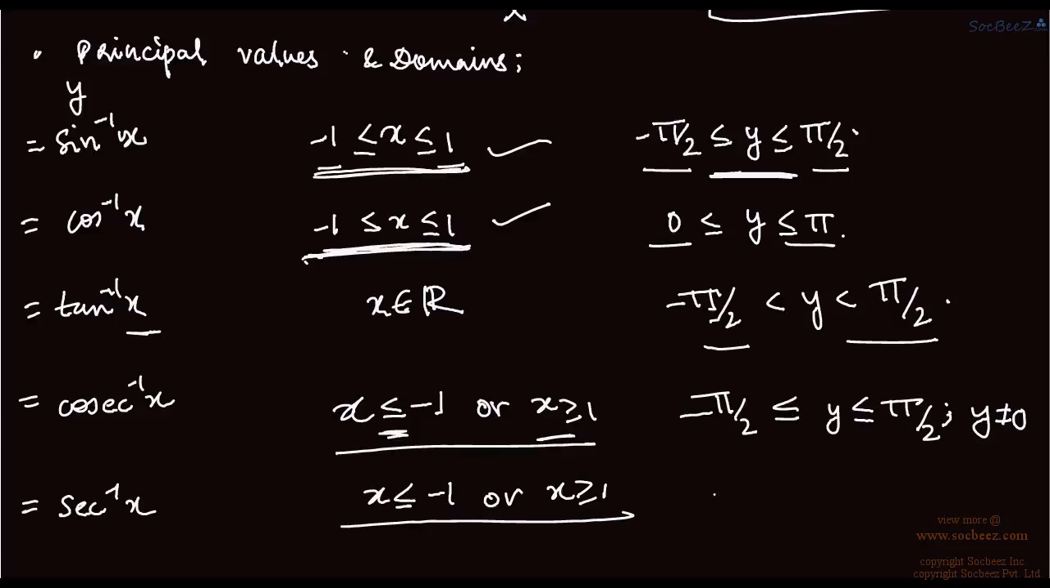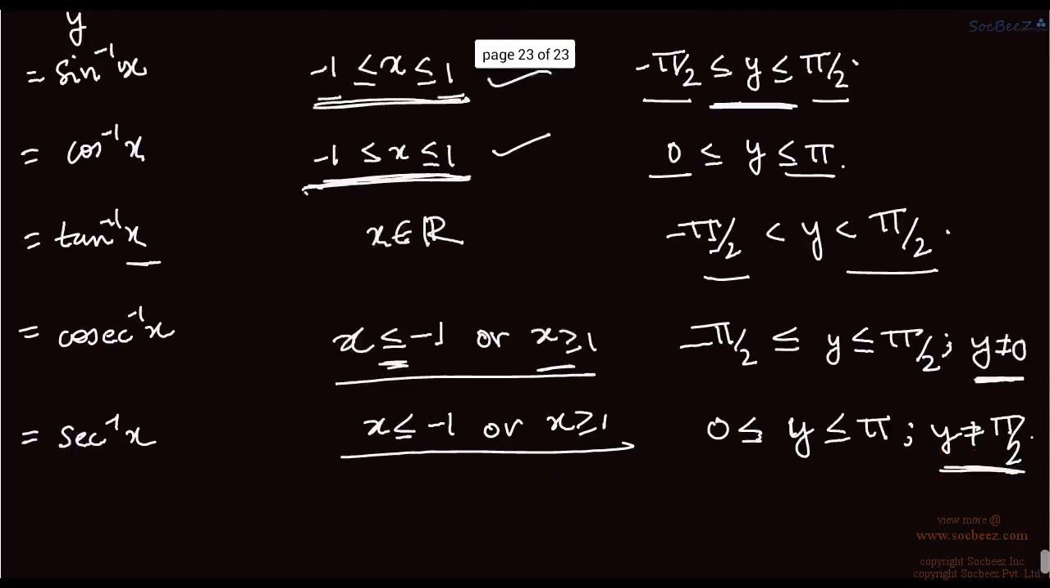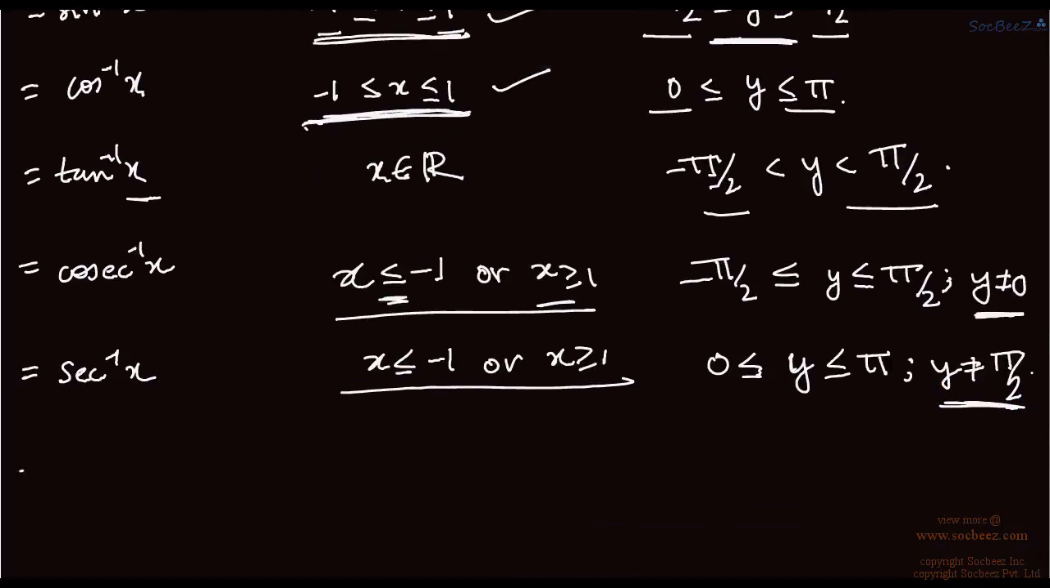But this will be different because 0 to pi, the range are different for sin inverse and cos inverse. Again, y is not equals to what angle? Pi by 2, because cos of pi by 2 is 0. In this case, sin of 0 is 0. In this case, cos of pi by 2 is 0. And the cosec and sec are 1 upon sin and 1 upon cos. So that's why we eliminate these 2 points. Again, we will move on to cot inverse x.